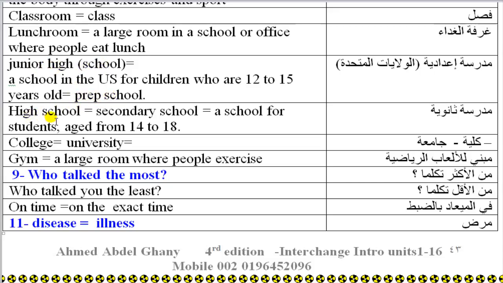High school, secondary school, a school for students aged from 14 to 18 years old. American high school, British secondary school.